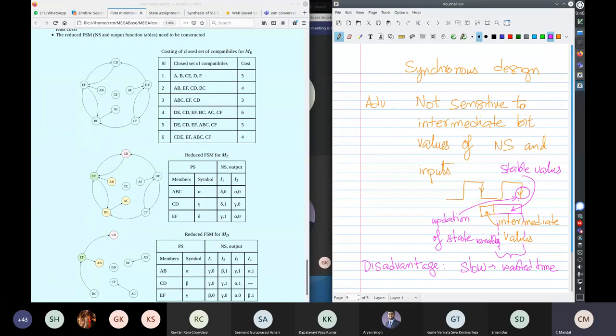Of course, you can reduce the wastage by making the clock faster, you could use a faster clock. Okay, but there are other issues with speeding up the clock. We'll study those issues when we look at flip-flop design. So you have a disadvantage: you have wasted time.